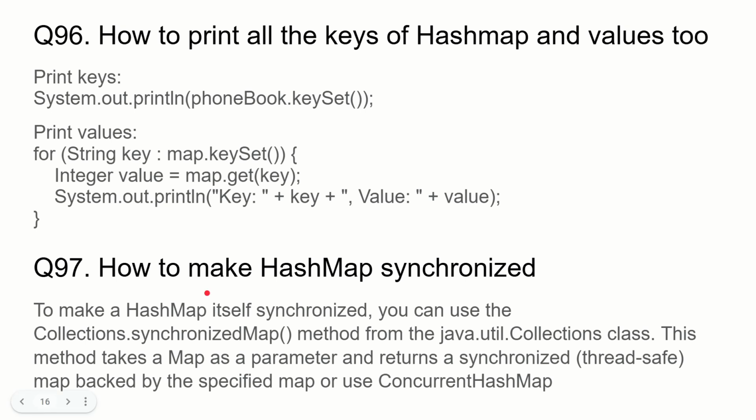This is again an important question: how to make a hash map synchronized, since we saw in the earlier slides that the hash map is not synchronized. So to make the hash map synchronized, we have two options. Either we can use the Collections.synchronizedMap method from the java.util.Collections class. This method takes a map as a parameter and returns a synchronized thread safe map backed by the specified map, or we can use ConcurrentHashMap.